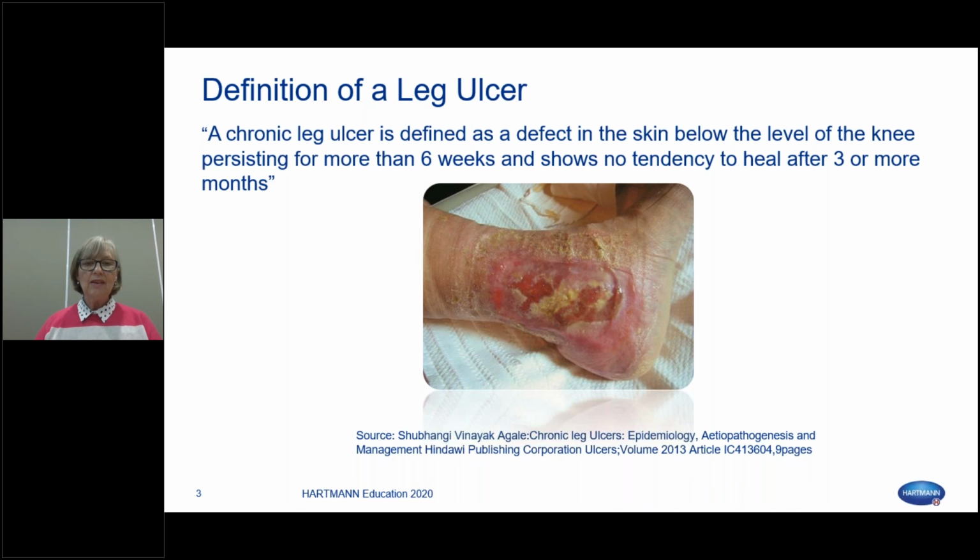So to start with, we'll just look at a definition of a leg ulcer, and one that I liked is a defect in the skin below the level of the knee persisting for more than 6 weeks and showing no tendency to heal after 3 months or more, which is basically the same as for hard to heal wounds, where the patient's health is preventing the wound from healing.